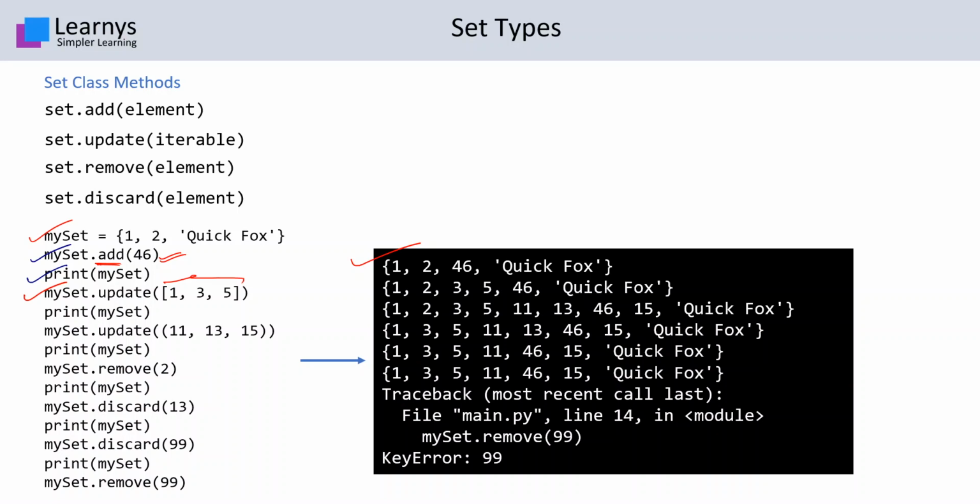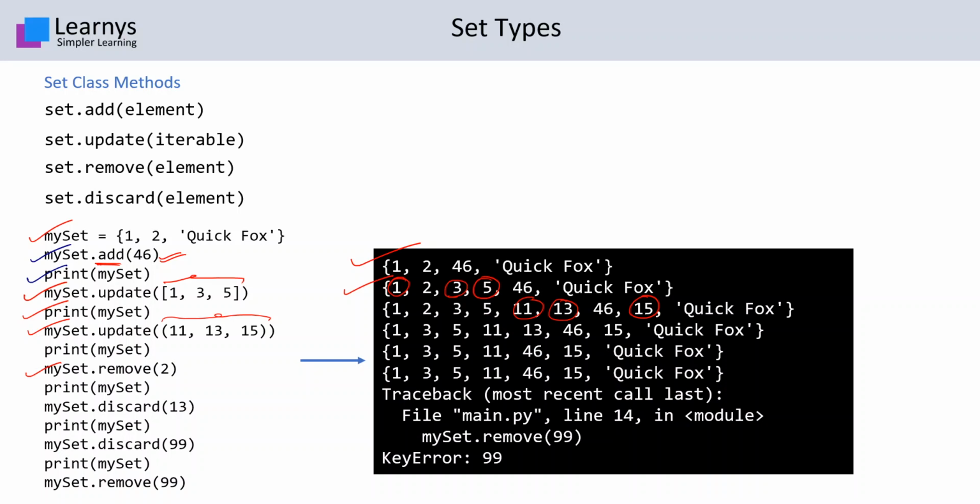This will add all the elements in the iterable to the set. So when we try to print myset, over here we also have 1, 3 and 5. Since 1 was already there in the set, it is not added again. 3 and 5 have been added over here. Then we write myset.update and a tuple. So all the values of the tuple, that is 11, 13 and 15, have been added to the set.